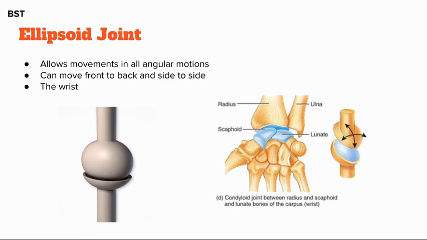The ellipsoid joint allows movement in all angular motions. It can move front to back and side to side. An example of the ellipsoid joint is in the wrist, which is made up of carpal bones and the radius.